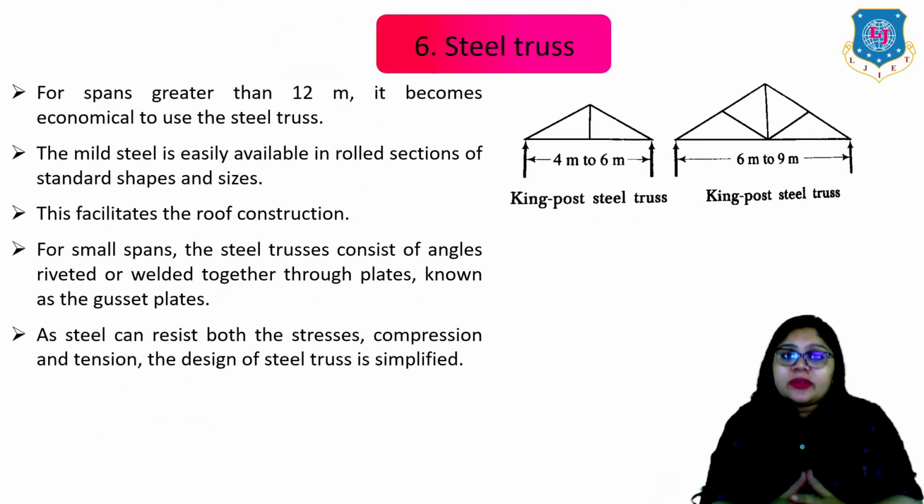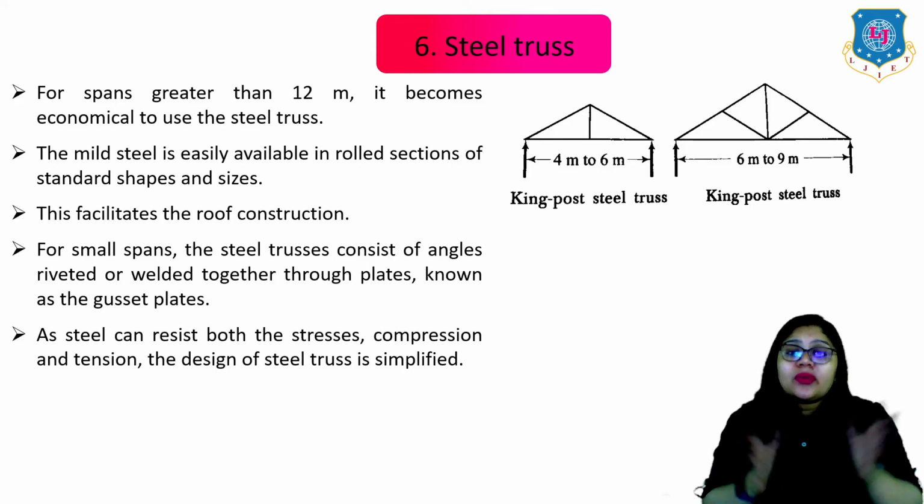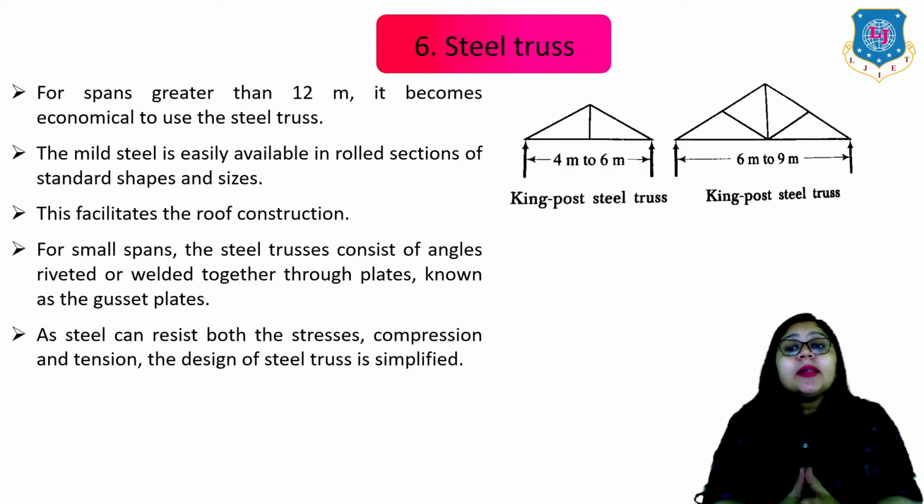Next is the steel truss. For spans greater than 12 meters, it becomes economical to use the steel truss. The mild steel is easily available in rolled sections of standard shapes and designs. This facilitates the roof construction. For small spans, the steel trusses consist of angles riveted or welded together through plates known as gusset plates. As steel can resist both compression and tension stresses, the design of steel truss is simplified.